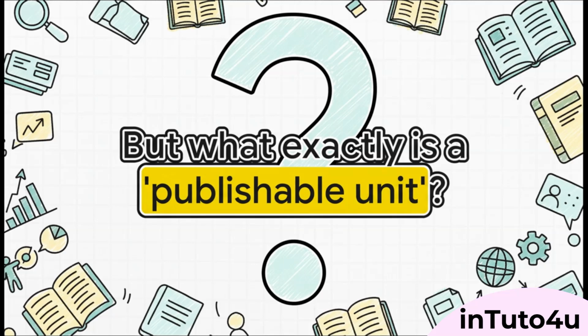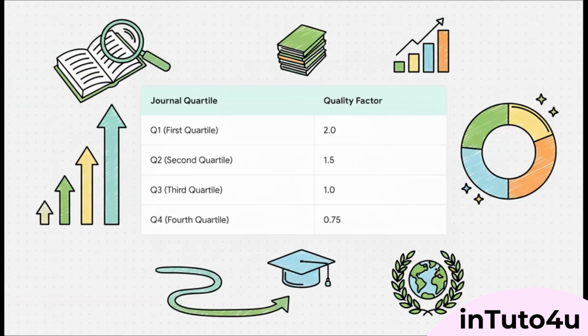What makes one publication more valuable than another? And boom, here's the answer. It's a formula. Each paper you publish gets a quality factor based on its journal's quartile. You publish in a top-tier Q1 journal, that's worth 2.0 units. That exact same research in a Q4 journal, it's only worth 0.75. Just do that math. One Q1 paper is worth nearly 3 Q4 papers. This changes everything. It means you have to be strategic.